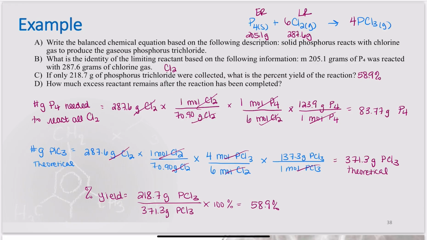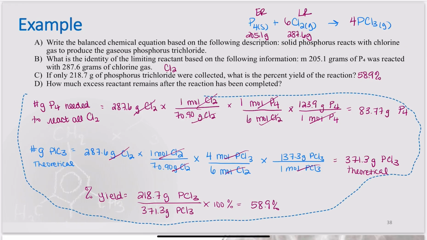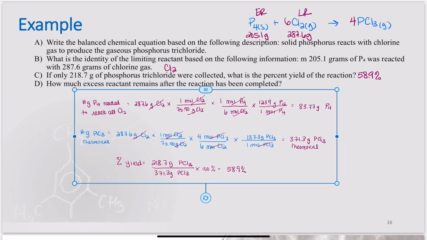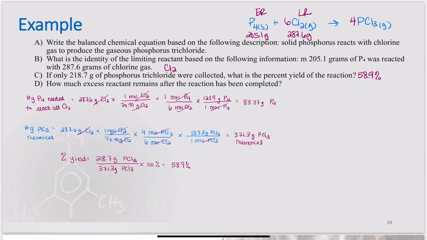Okay. Part D, how much excess remains after the reaction has been completed? I do need a little bit of space to write this down. The advantage here is we know that we have 205.1 grams of P4 available. But I know that 83.77 grams of P4 will be reacted with the Cl2 to produce the PCl3. So overall, I have 121.3 grams of P4 remaining.